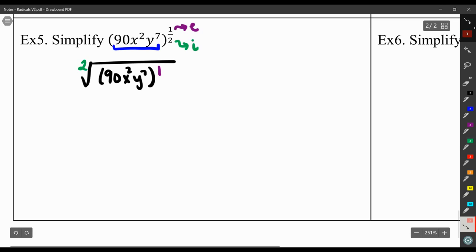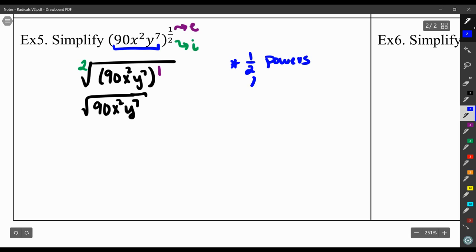So what we really have is the square root of 90x squared y to the 7th to the first power, because there's a 2 here. Now, we don't need the index of 2 because it's assumed to be there. And we also know that anything raised to the first power is just itself. So we can simplify this a little further by just having the square root of 90x squared y to the 7th. We have changed this from an exponential form to a square root, or radical form. And this happens every time you have a 1/2. Exponents of 1/2, so 1/2 powers, are just square roots. Anything raised to the 1/2 power is really asking you to take the square root.